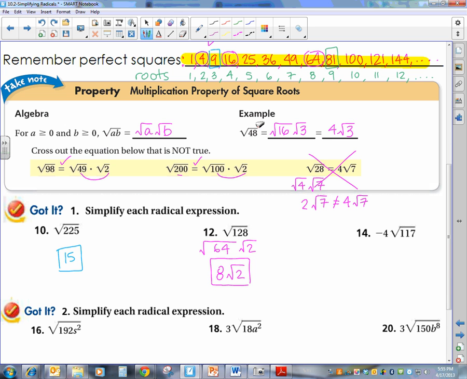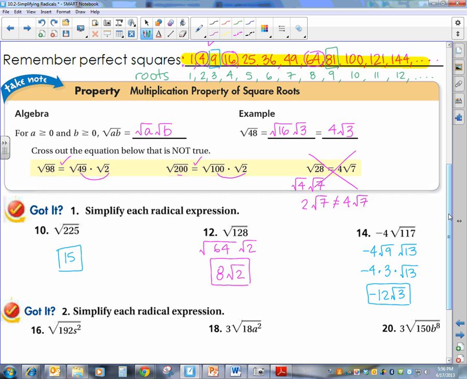So when you divide 117 by 9, again, I chose 9 because it was the largest odd perfect square. Because 1 goes into anything, we don't try 1. So 117 divided by 9 is 13. So that means that this is negative 4 times the square root of 9 times the square root of 13, because 9 times 13 was equal to 117. Well, the square root of 9 is 3, and we're multiplying all of this together. So that leaves me an answer of negative 12 square roots of 13.